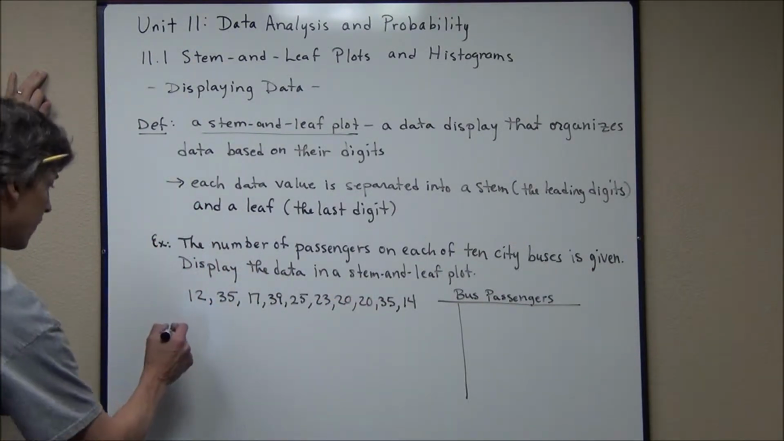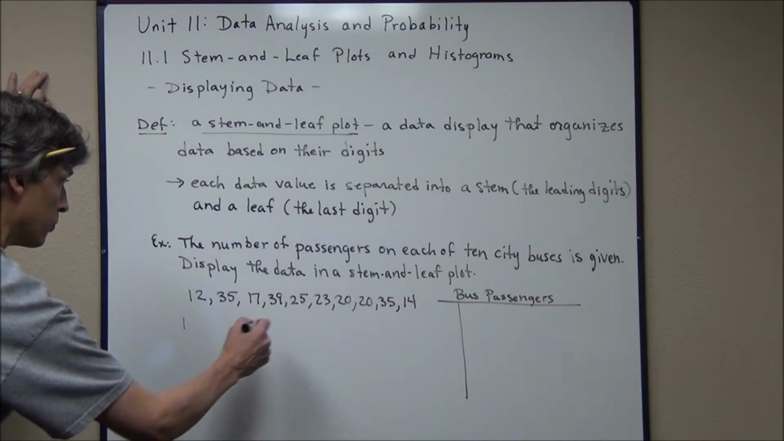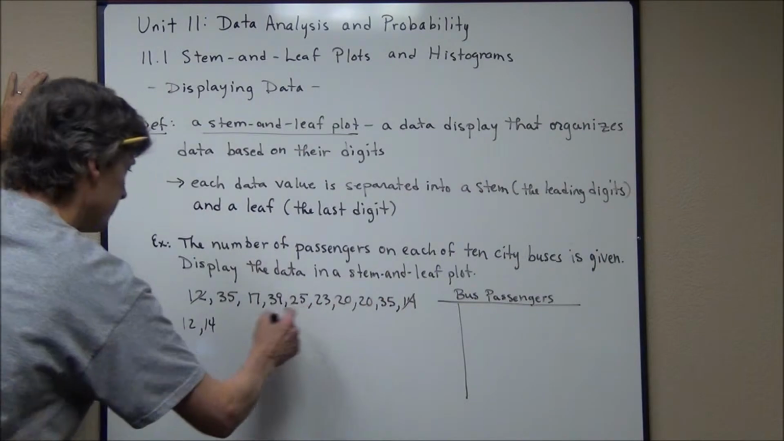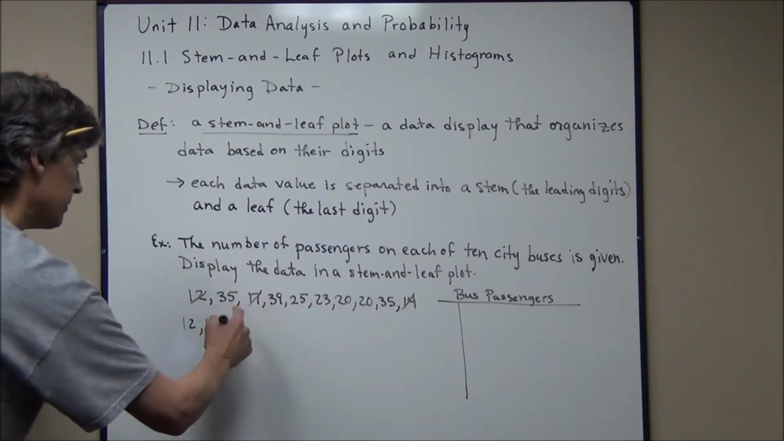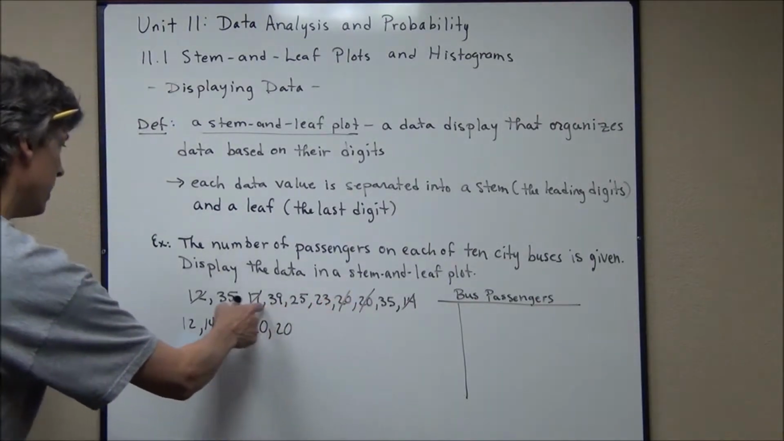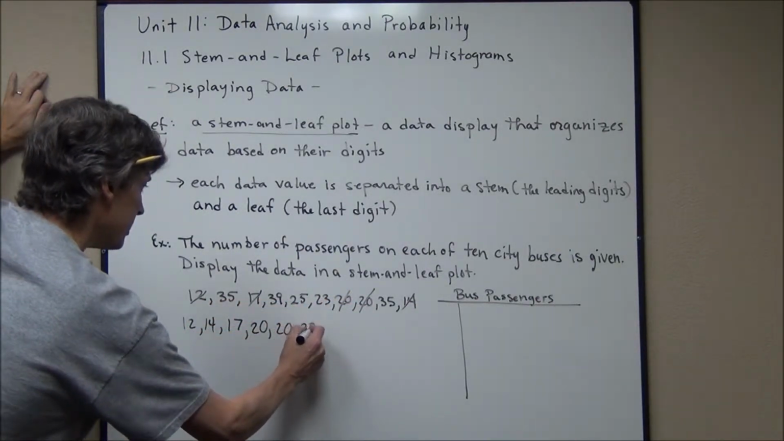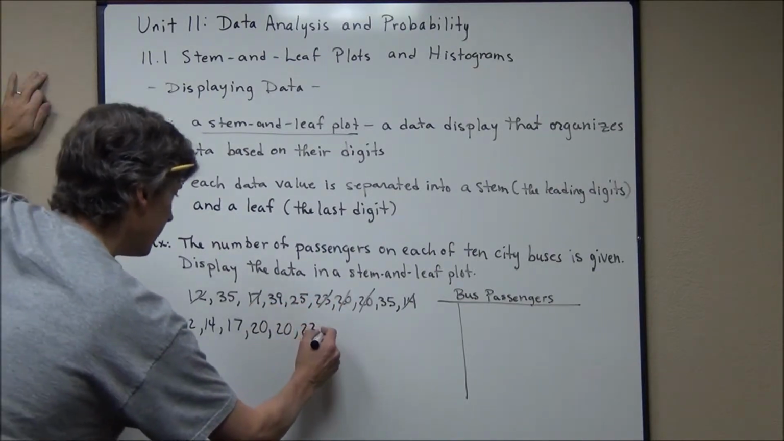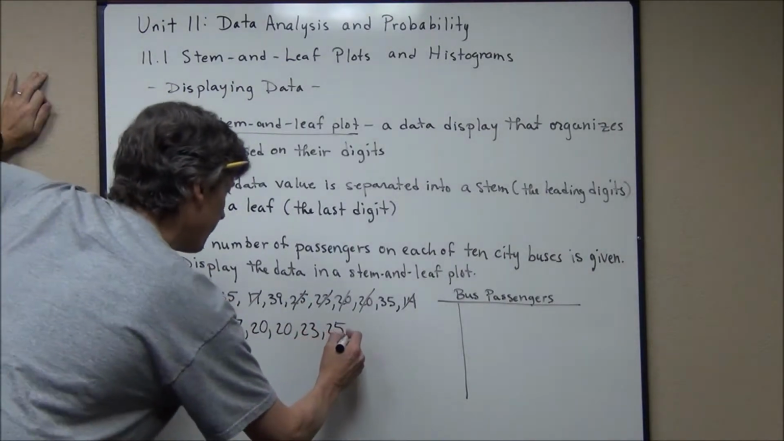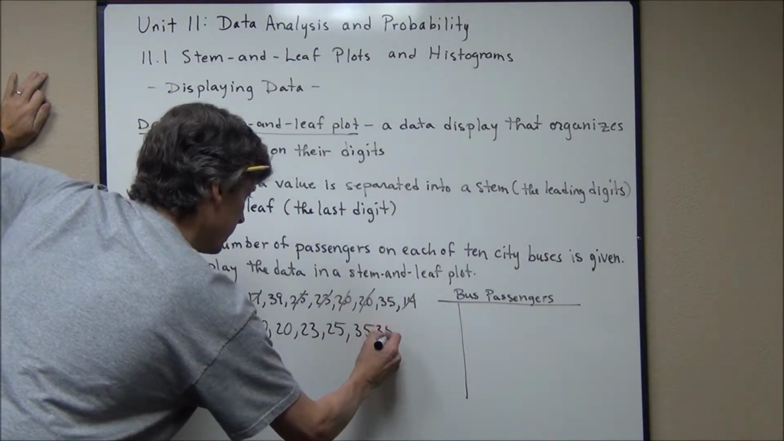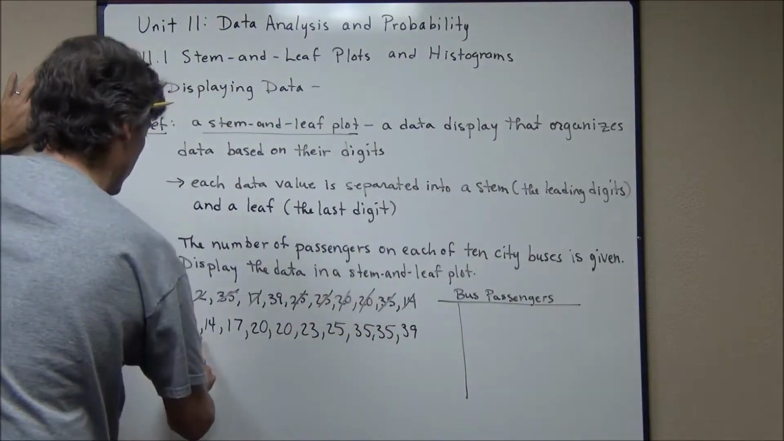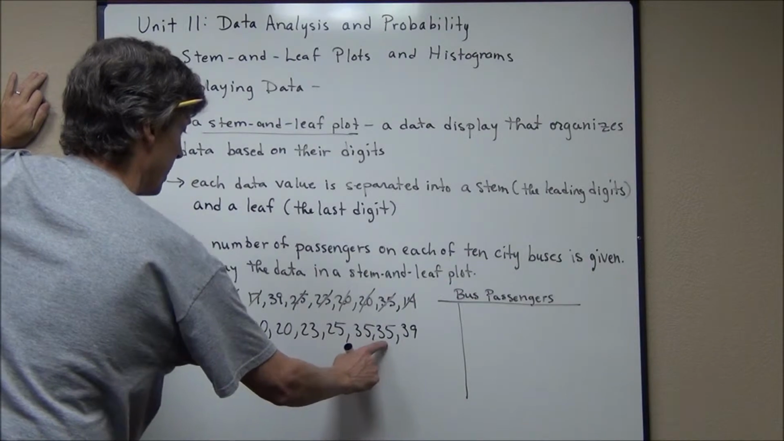Now I have 10 numbers over here, but the very first thing I'm going to do is put them in order from least to greatest. So let's see, the smallest one is 12, then 14, then 17, then I have two 20s, I'm going to list them both, and then 23, 25, then I have two 35s, hopefully I didn't skip something here, and 39. Let's see if I count up 10. 1, 2, 3, 4, 5, 6, 7, 8, 9, 10.